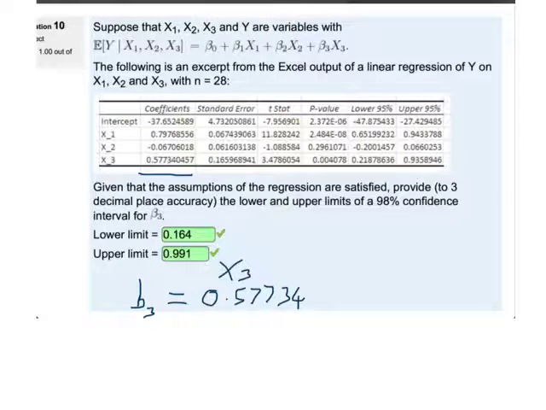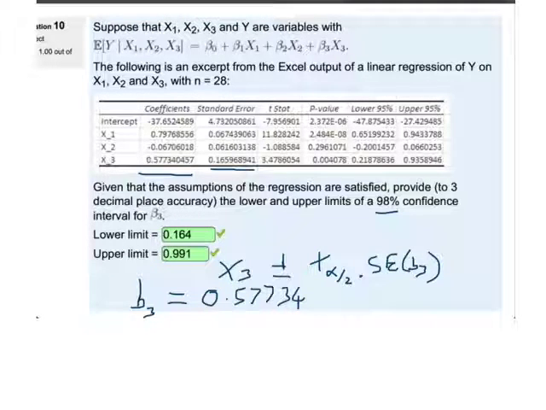So we're going to have b3, and then plus or minus some sort of error, and that's going to be given by a t distribution with alpha of 0.02, and we want either side, alpha divided by 2, multiplied by our standard error for b3. That's given here in the table as well, so we don't have to calculate that at all. So let's find out what that actually is.